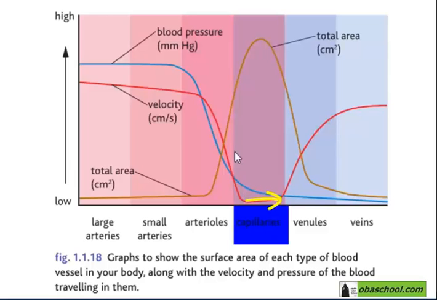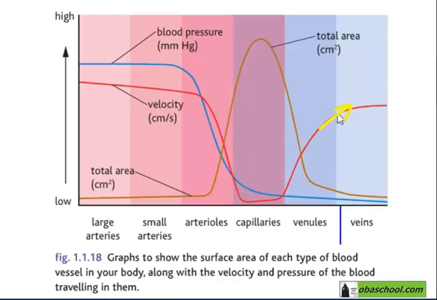We have minimum velocity at the level of capillaries, which we said is important because here we need diffusion to happen between the blood and the exchange surfaces of the body. And for diffusion to happen, the blood needs to be flowing slowly. And as we saw, red blood cells flow in a single file in capillaries.